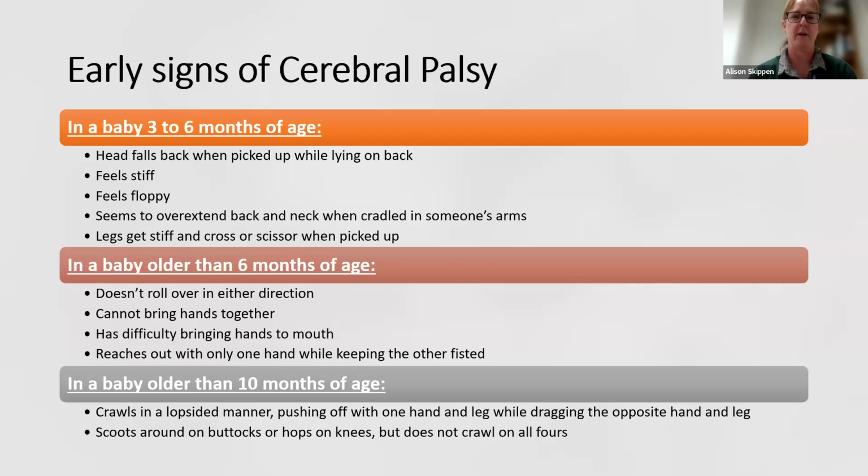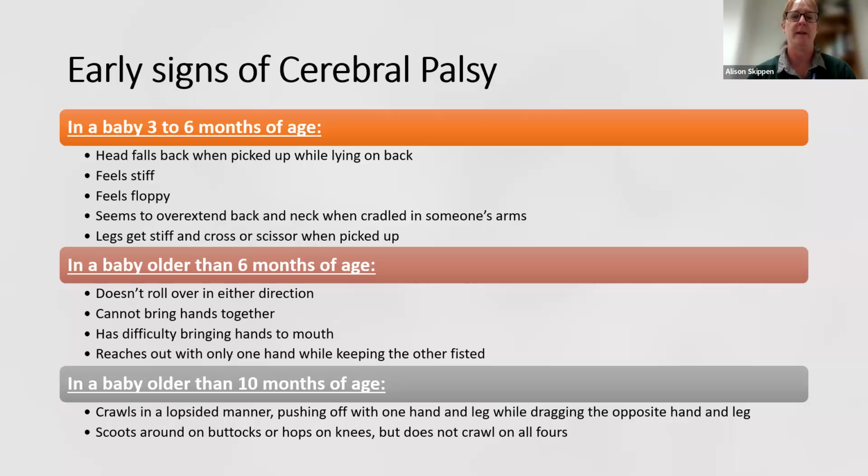So early signs of cerebral palsy. If we have a baby who is referred to us at, say, 6 months of age, what are we looking for? We look at how the baby handles, the tone. When we lift the baby up, is there head control, or is the baby's head floppy and falls back? How stiff the baby feels, and when we lift them, do they overextend? So is there sort of dystonic posturing when we hold them? Do the legs feel stiff? Do they cross or scissor when picked up?